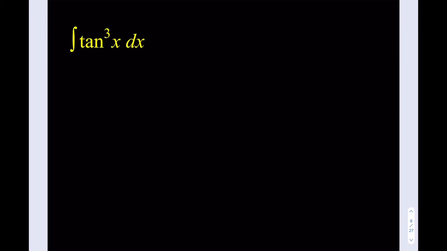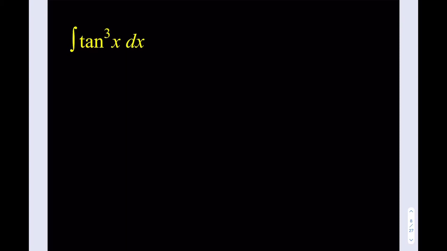So I'm going to separate, and a lot of times we use the same method with sine and cosine, right? If you have an odd power of cosine, you separate one of them so that you can save it for du, and then the rest becomes a perfect square, which you can write in a different way.